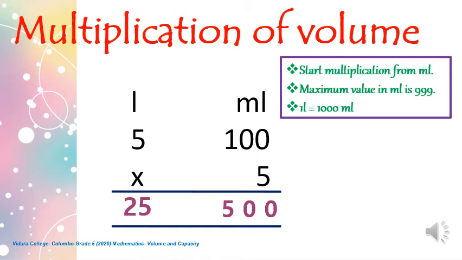And then you have to multiply. The given volume is 5 liters and 100 milliliters. You have to multiply it by 5. So start multiplication from the milliliter side. 100 times 5 is 500. Then the liter column, 5 times 5, which is 25. So the answer is 25 liters and 500 milliliters.